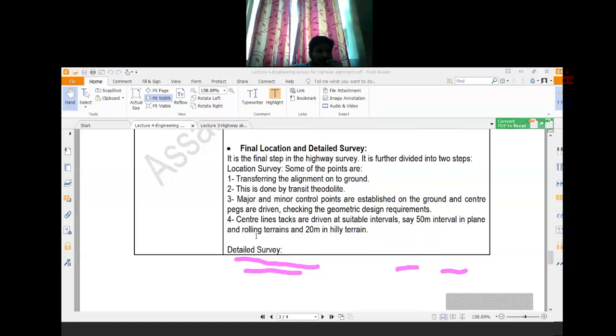Now, central line pegs are driven at suitable intervals. That interval is a 50-meter interval in plain terrain, and for rolling terrain it is 20 meters, and for hilly terrain it is also 20 meters. So basically in the final survey, whatever alignment you have got, you need to go into the field and establish all your minor and major control points on the route. So basically this is the location survey.